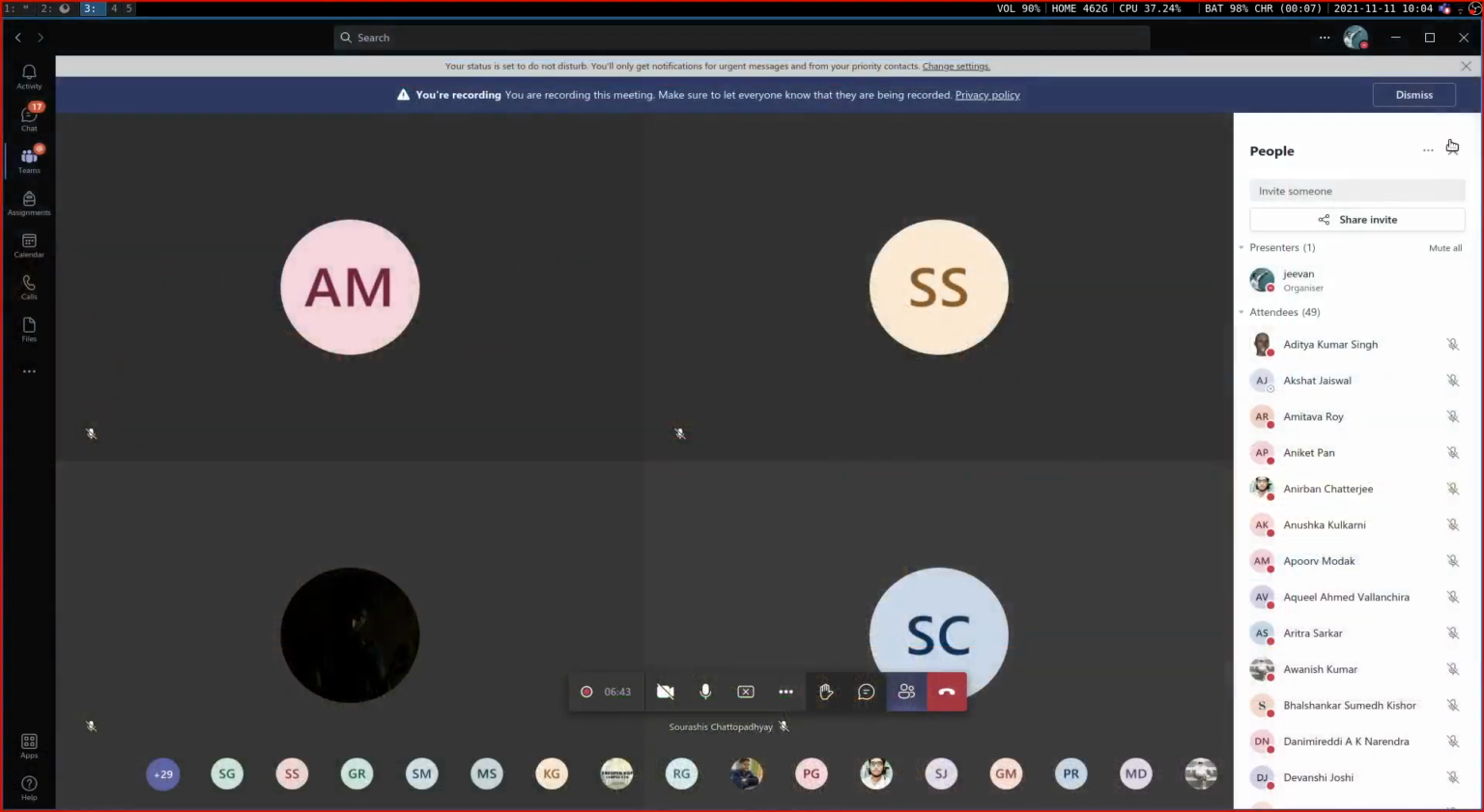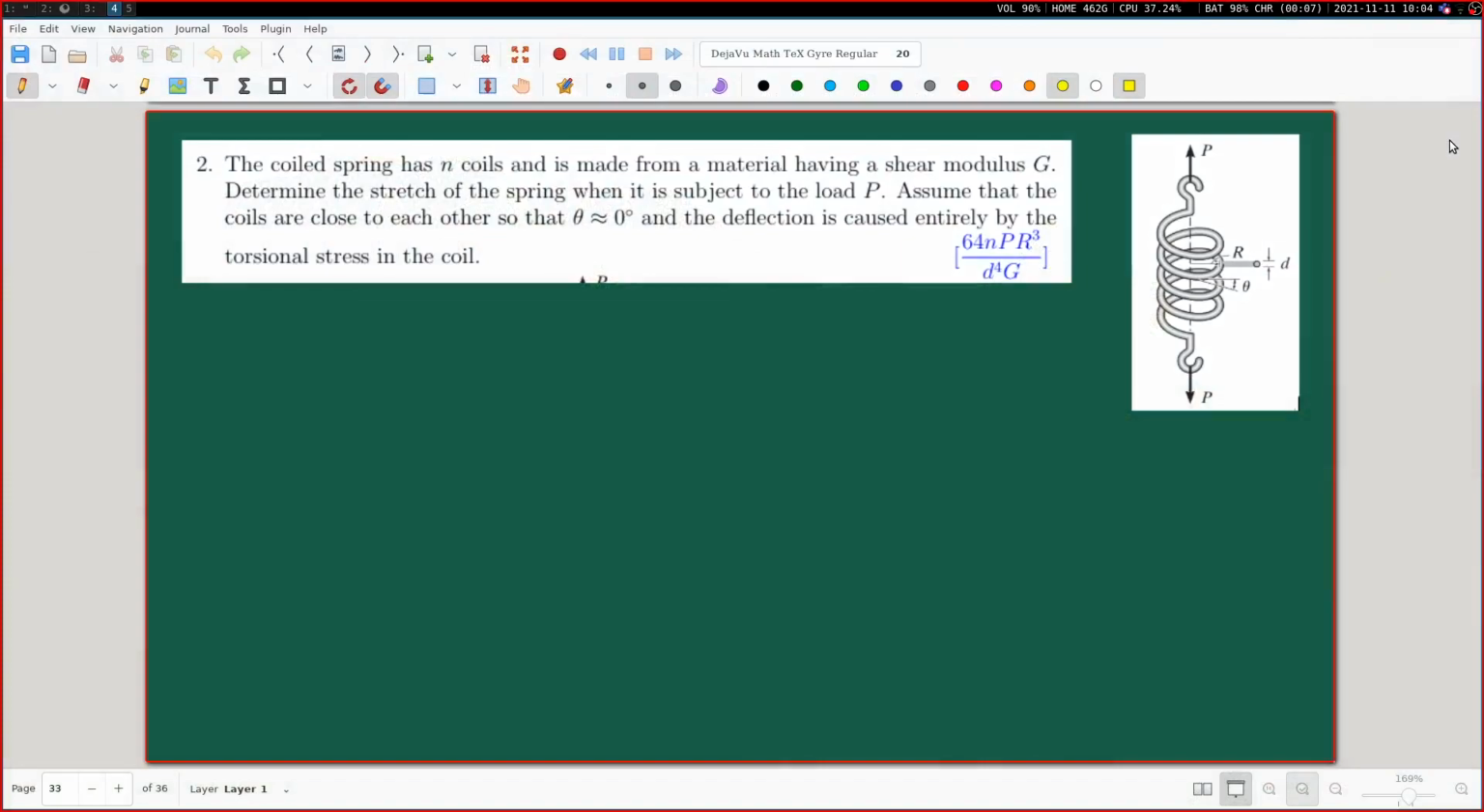All right, so we'll continue discussing some problems, but these problems will be from tutorial sheet number 10, the last tutorial sheet. Okay, so this is the first problem. We have a coiled spring which is shown here as 4 coils, but in general, let there be n coils. It is made of a material having a shear modulus of G. And we are required to determine the stretch of the spring when it is subjected to the load P.